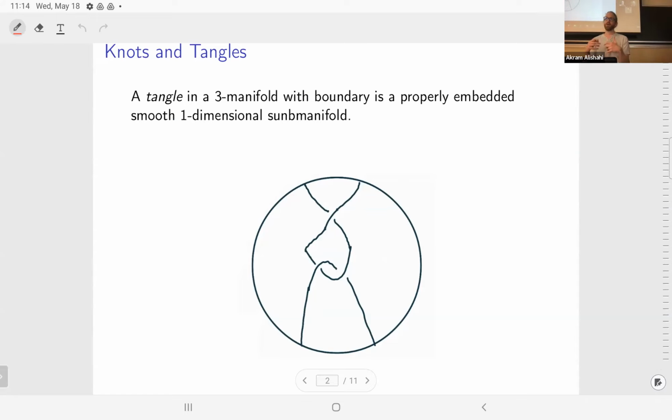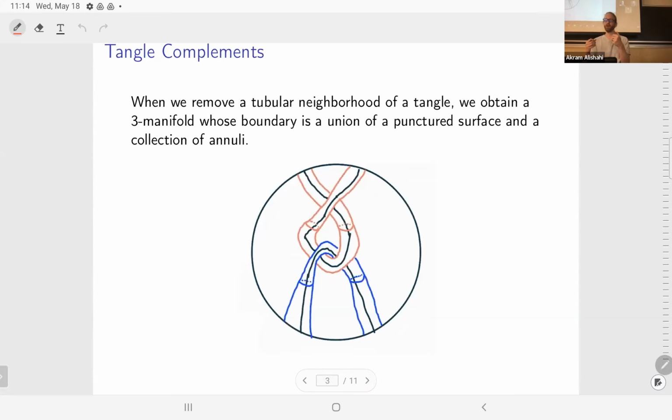And we're going to be interested in taking complements of tangles. If I were to remove a little tubular neighborhood of the strands of my tangle, I would obtain a new 3-manifold with boundary, where the boundary is now a union of a punctured surface and a bunch of annuli. I'm trying to indicate that on this picture here. If I remove a little neighborhood of this 2-stranded tangle, I get a 3-manifold whose boundary is the union of this orange annulus, this blue annulus, and then this black 4-punctured sphere on the outside. So it's important that the boundary is made up of a union of a punctured surface and a bunch of annuli glued to it.